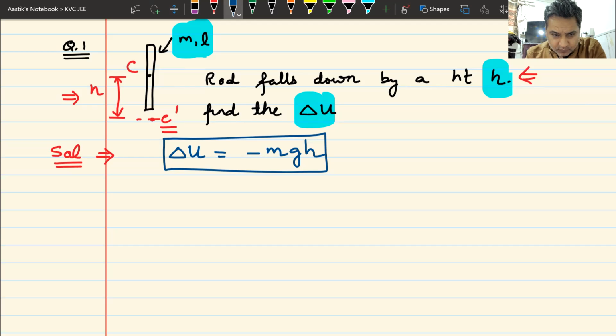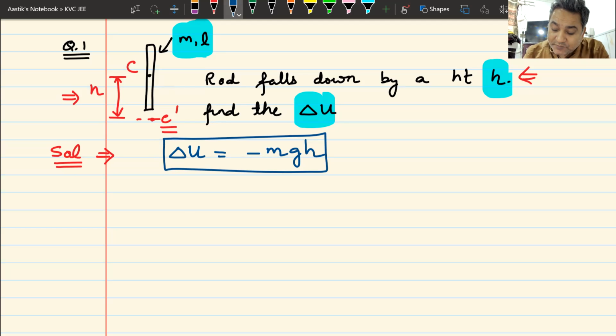Due to gravitational force, sir. Okay, due to gravitational force. Earth is pulling it. That means there is a force acting on the rod. Yes or no? Yes, sir. What is that force? Again, same question asked in a different way. What is that force that is acting on the rod? mg, sir. Weight of the rod, gravitational force, weight.